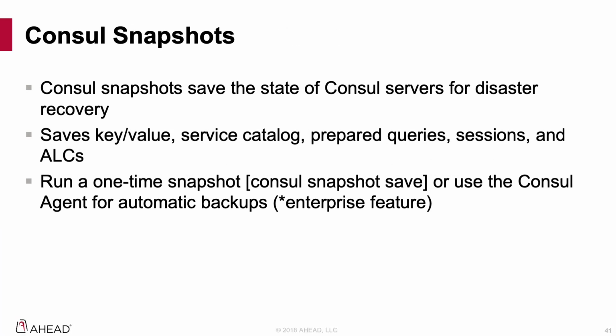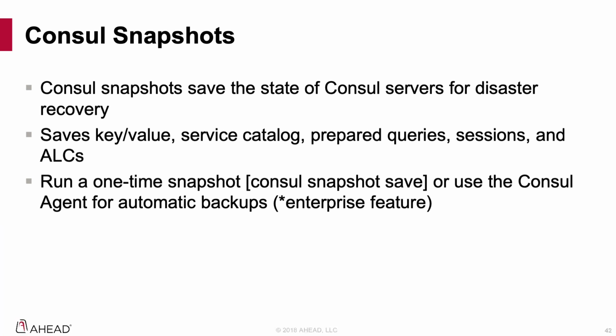So Consul snapshots, again, I focus on this only because, as I mentioned, it's the only supported backend besides file for enterprise. So Consul snapshots will save the state of Consul servers for disaster recovery. So it'll save things like the key value, so all those long-lived passwords you talked about, service catalog, any prepared query sessions and ACLs as part of the snapshot itself.